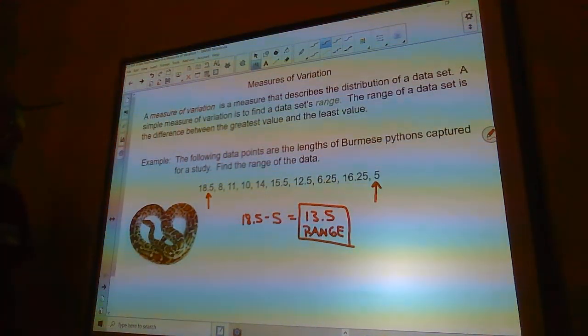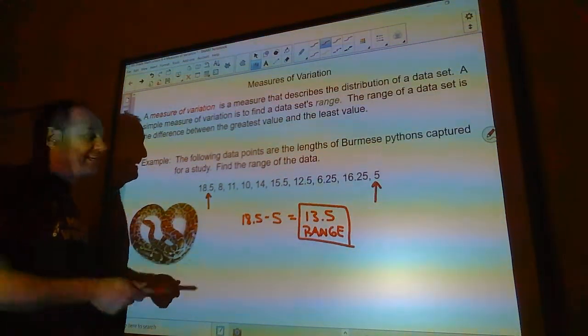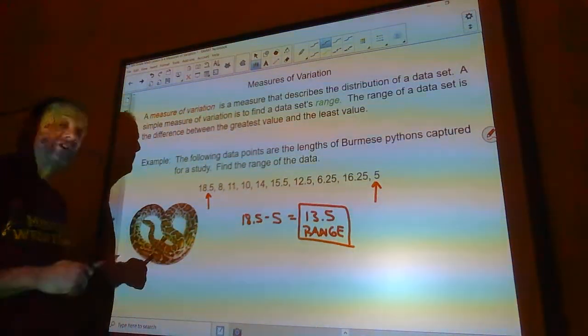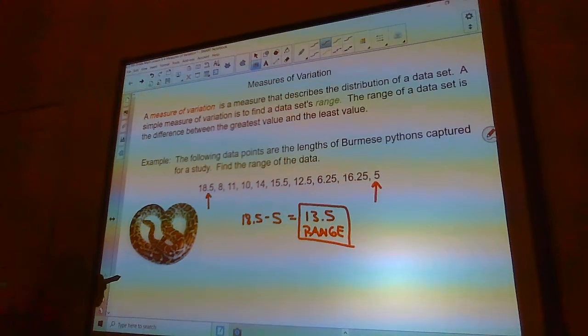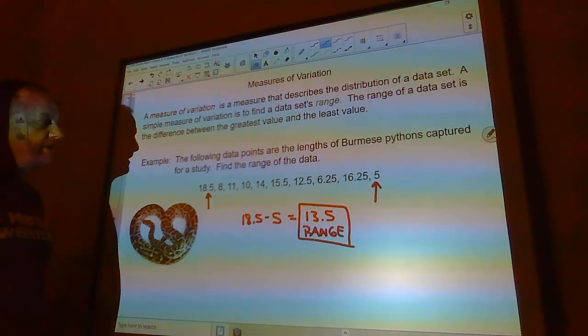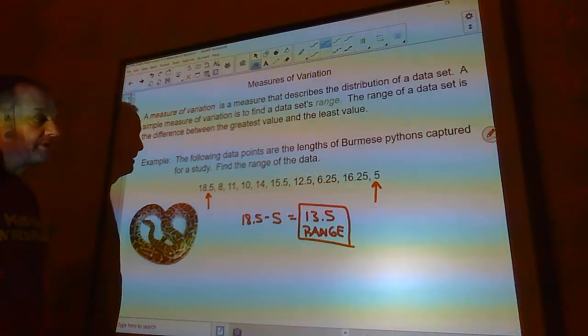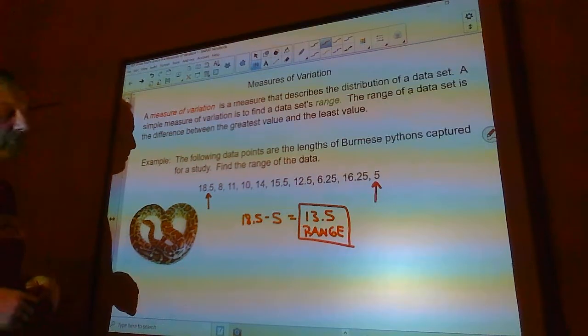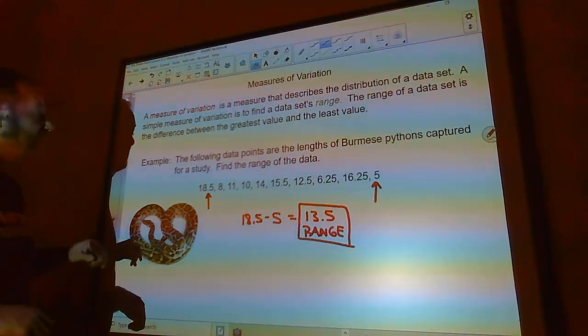Very, very simple to do. Should never miss that question. Now, I would suggest that anytime you have data like this, you put it in order from smallest to largest to start with, because some of the stuff we're going to do with this is easier to deal with that way. And certainly if you didn't have it in order from smallest to largest, you might miss a data point.